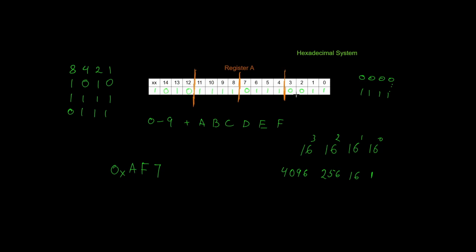And the last one, we have 0, 0, 1, 1. So what does this mean? We have 2 and then 1, which is 3. This is our hexadecimal value for this binary value. It is much easier to read. We can just say 0xAF73. This is that binary number right here. And it's easier to distinguish from other hexadecimal numbers.